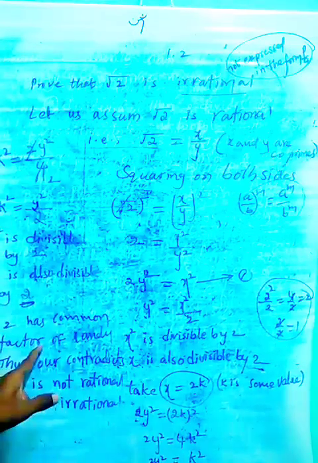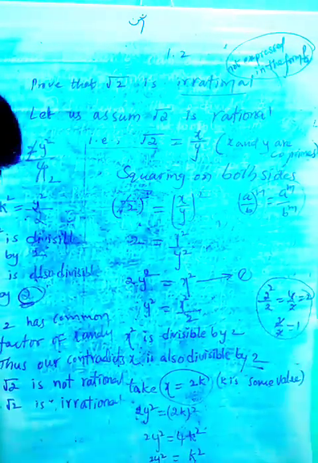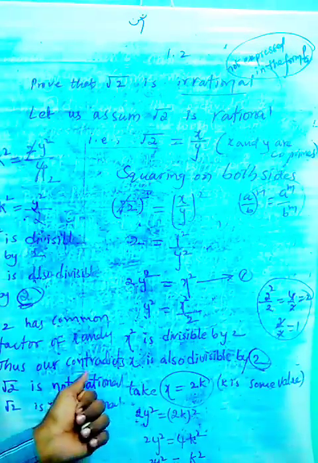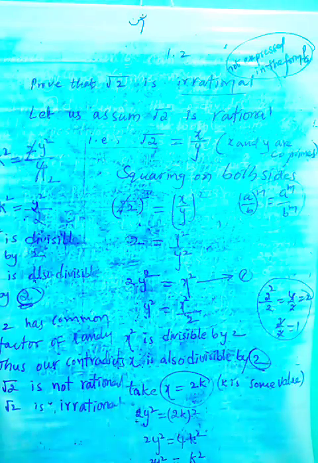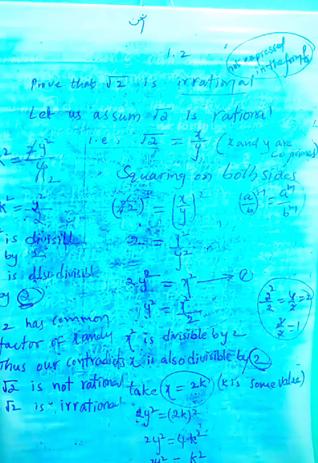So 2 is a common factor of x and y. Here the common factor is 2, and x also has 2. That is why we can't get 1 now. So I assumed root 2 is a rational number, but it is not. So our assumption is wrong, and we conclude that root 2 is irrational.